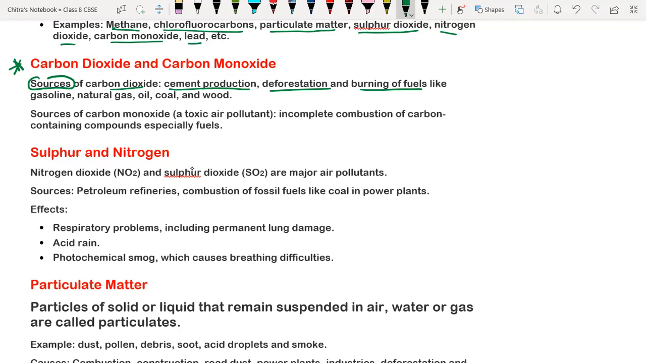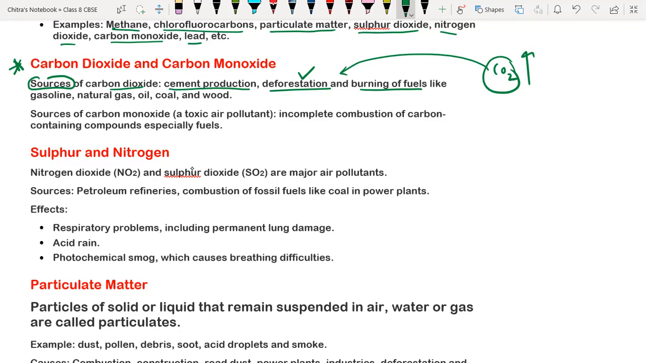Deforestation means, if carbon dioxide is released into the surroundings, that carbon dioxide is absorbed by the plants for photosynthesis. If there is deforestation, then the carbon dioxide is not absorbed by the plants, so the carbon dioxide level will increase in the surroundings. Is it? Yes, sir.